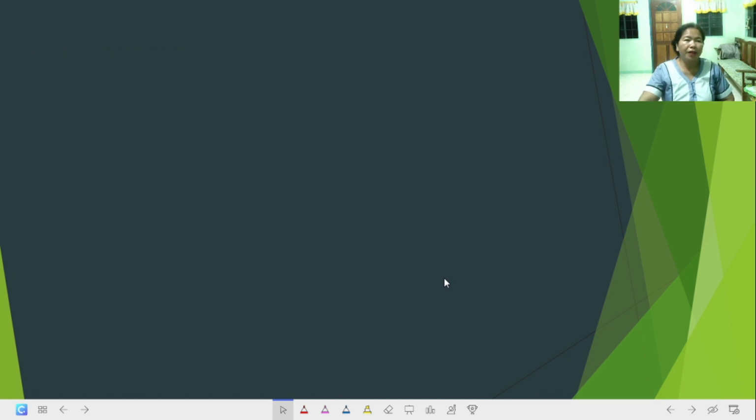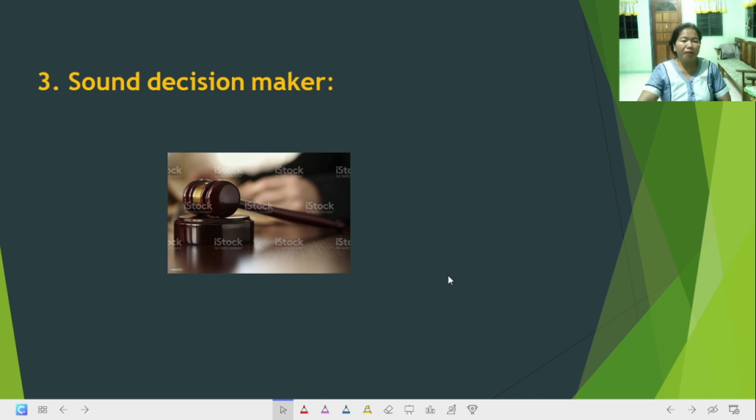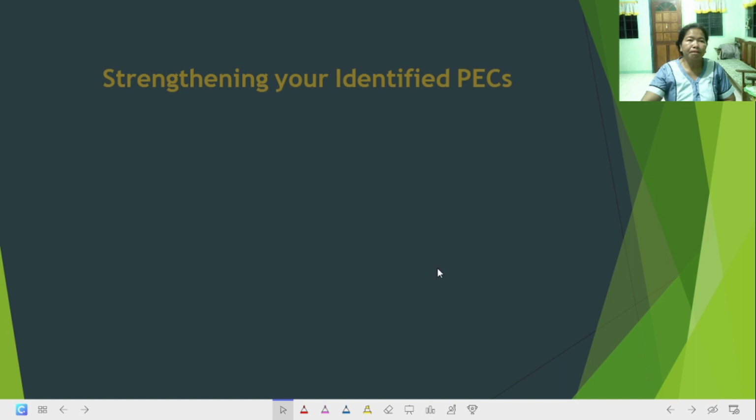Next one is number 3, sound decision maker. Successful entrepreneurs are able to think quickly and make sound decisions in order to achieve a set of goals. Nobody can disagree that the ability to make sound decisions is an essential talent for any entrepreneur. Sound decisions should be based on available facts and information and should lead to the achievement of predetermined goals. So that is also one of the skills that an entrepreneur should possess. That is a sound decision maker, meaning you can take action immediately after a situation.